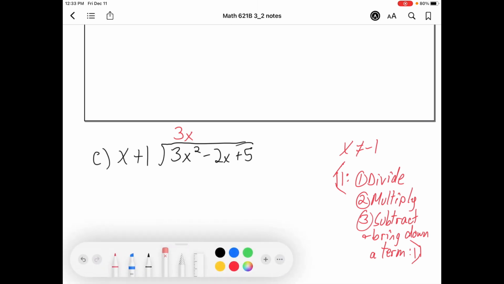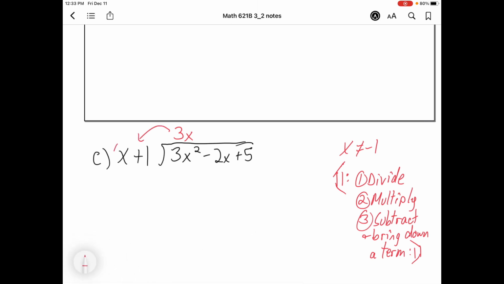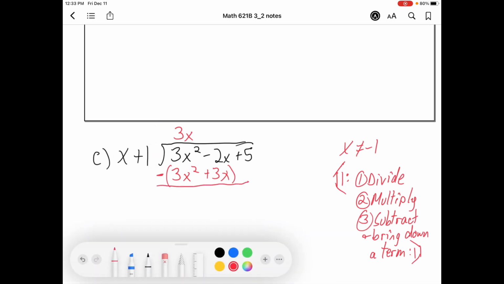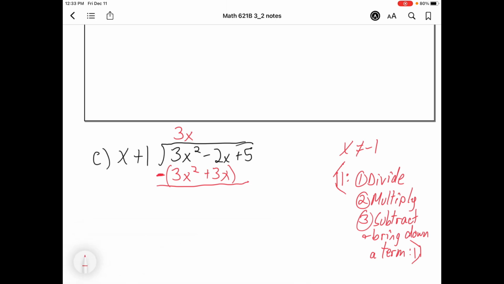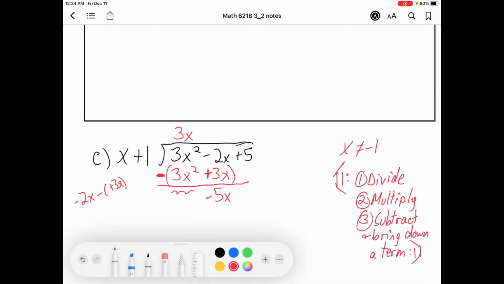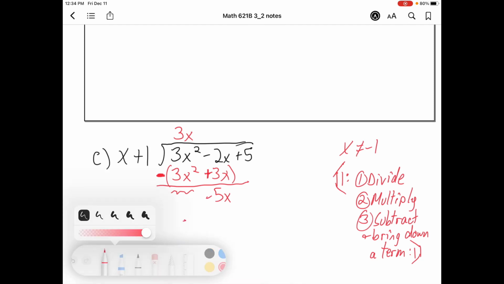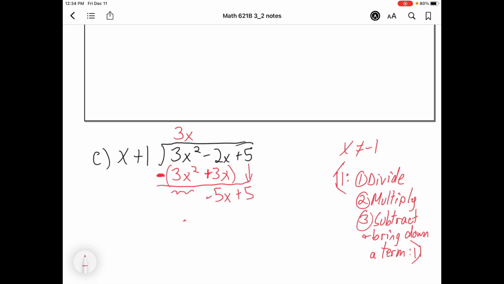Step 1. The next thing I'm going to do is take 3x and multiply it by this whole bracket. And what's that going to give me? 3x squared plus 3x. Step 3 is to subtract the whole thing. The 3x squared minus 3x squared, remember we're subtracting this, gives us nothing at all here. Negative 2x minus positive 3x. Be careful here. That gives us negative 5x because it's minus 2x minus a positive 3x. All right, we subtracted. Lastly, we're going to bring down a term. So plus 5.